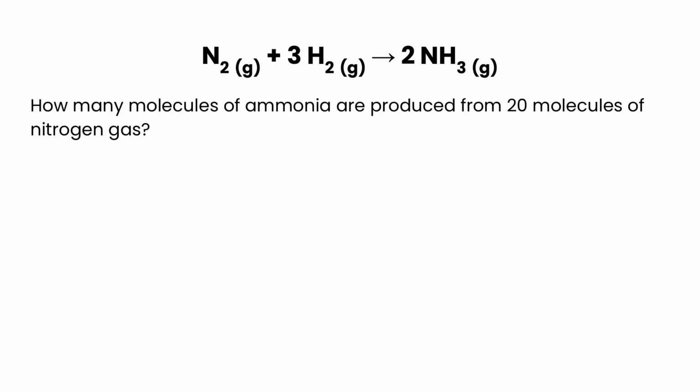Let's take this a step further now and look at a little bit more of a complex problem. So in this one, we're asked how many molecules of ammonia are produced from 20 molecules of nitrogen gas. So what I first like to do is come in here and highlight what I'm looking for. I'm given that I have 20 molecules of nitrogen gas. And let's pick a different color. We've got ammonia that we're looking for. We're asked how many molecules of ammonia are produced.